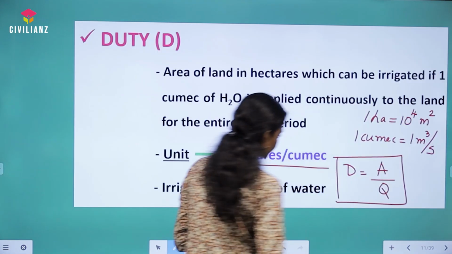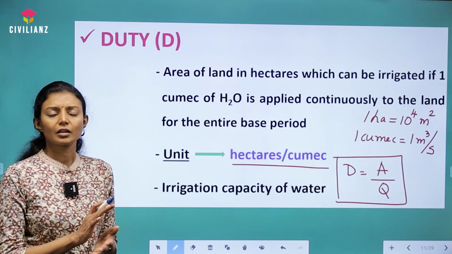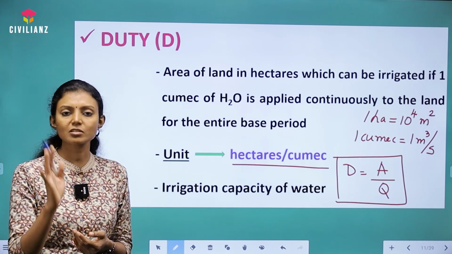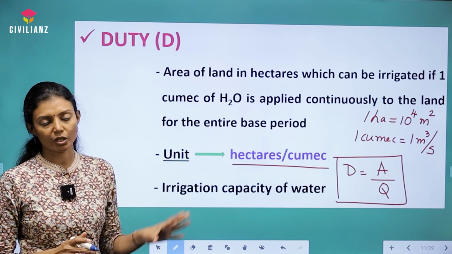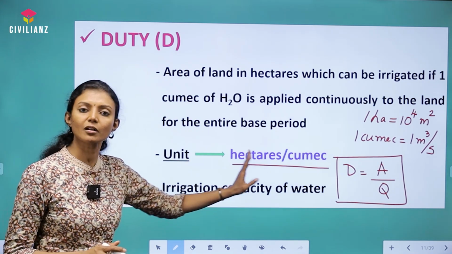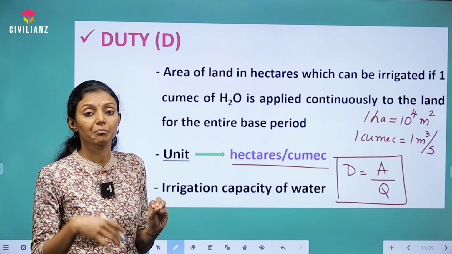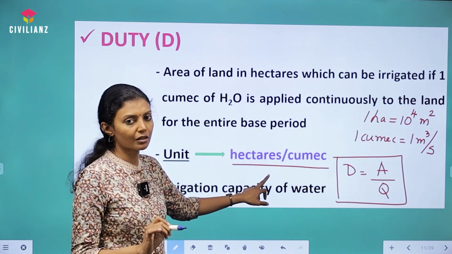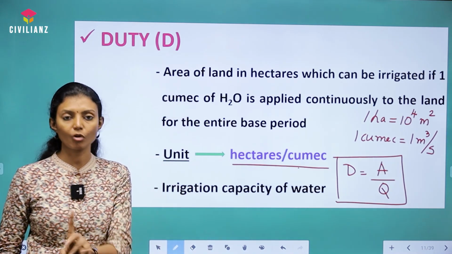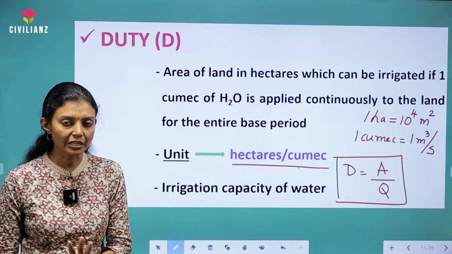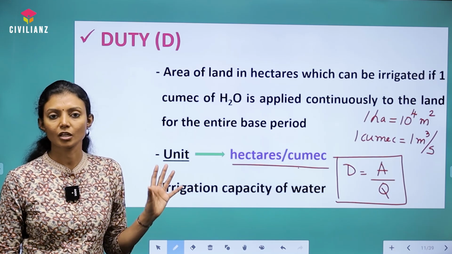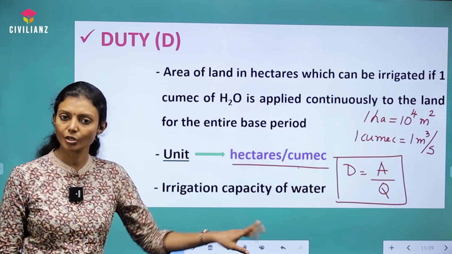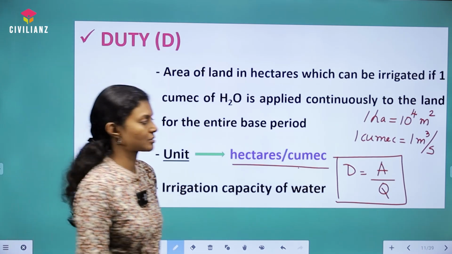Okay, so coming back, I just want to summarize. If someone asks you what is duty, the first thing you should tell is the unit of duty. The unit of duty is hectares per cubic. That is area divided by discharge. The maximum area in hectares which can be irrigated using 1 cubic of water. So, I hope duty is very clear to all of you. Don't forget the unit, that is very important, because we will come across a lot of problems that involve duty. This is basically area by discharge.